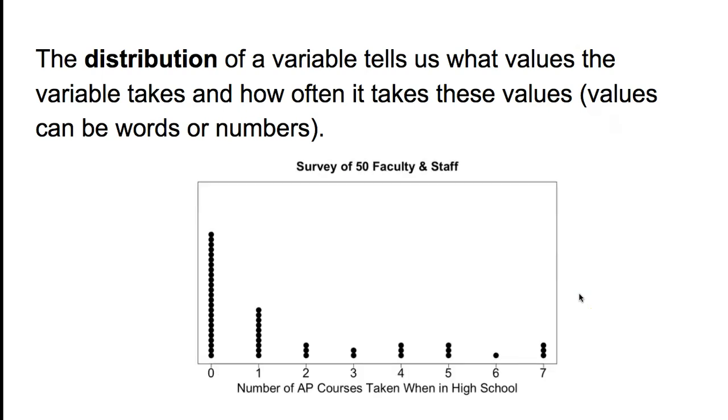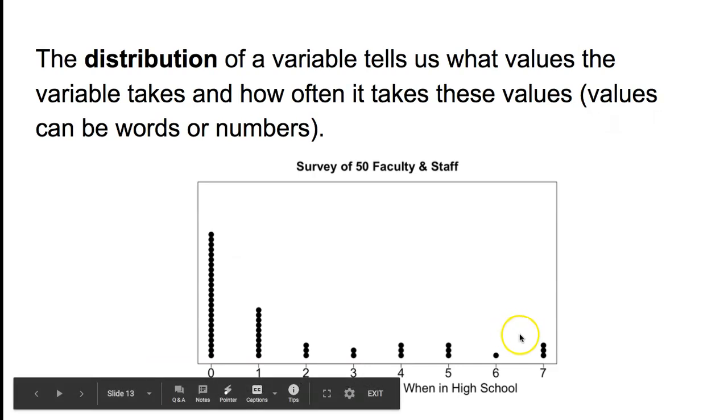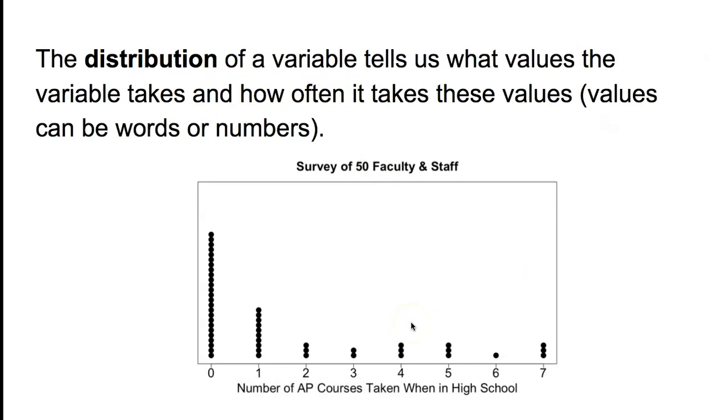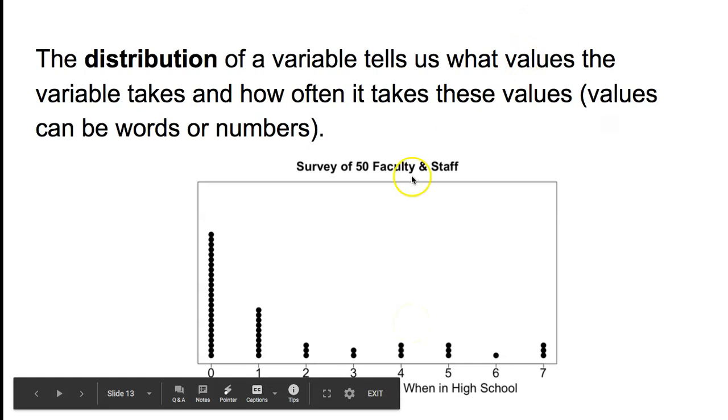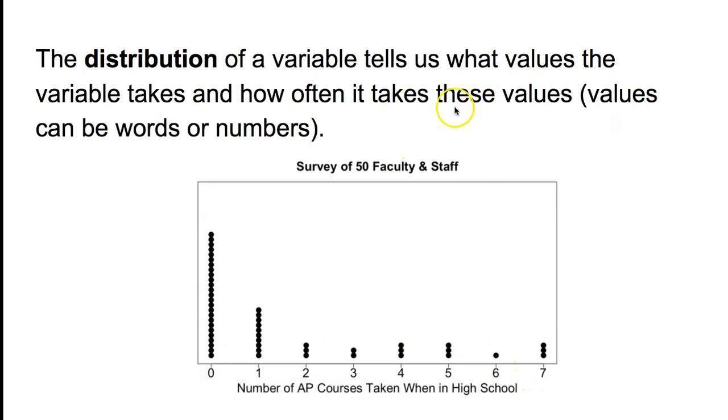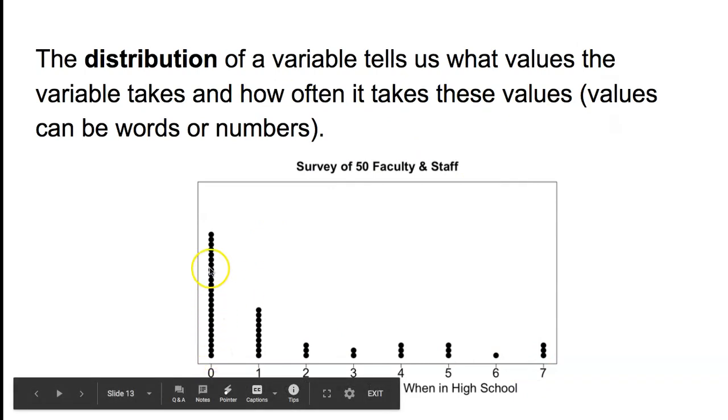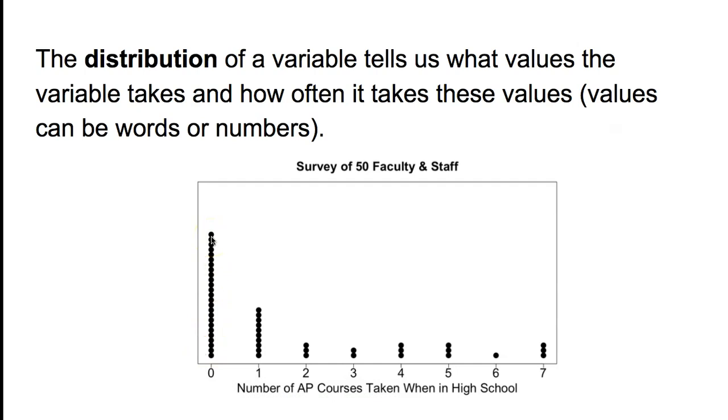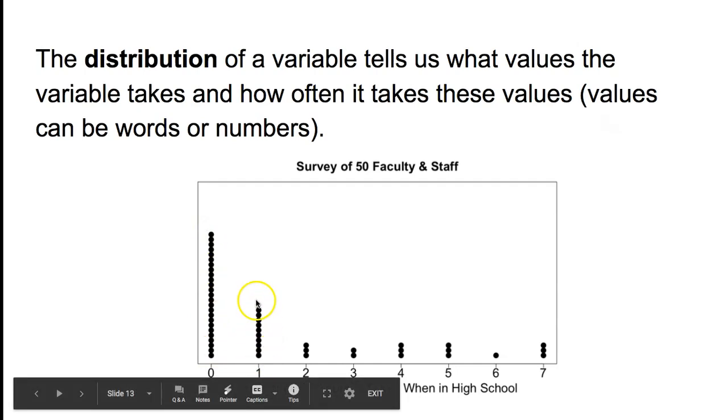And we use other types of graphs like this one to show quantitative variables. So this is a distribution of the number of AP classes taken while in high school. The values the variable takes are 0 to 7, and how often it takes these values looks like a majority, like quite a few faculty and staff and teachers didn't have any AP classes while they're in high school, and I find that fascinating. And quite a few people had just one AP class while they're in high school.